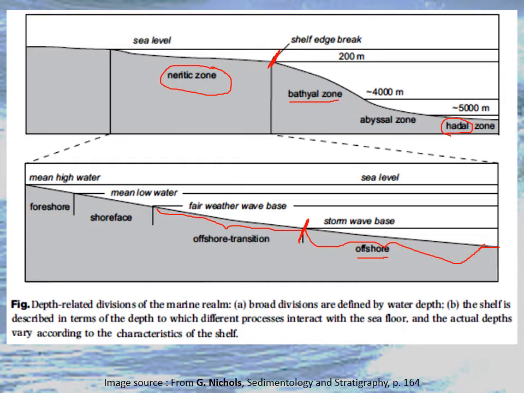The portion above the fair weather wave base up to the mean low water condition is known as shoreface. And the portion from shoreface to the continental limit, that is the mean high water mark, up to the shoreline, is known as the foreshore region. So if we move from land to the oceanic part, we encounter first foreshore, then shoreface, then offshore transition, and then finally offshore. All these areas are restricted within the continental shelf area.